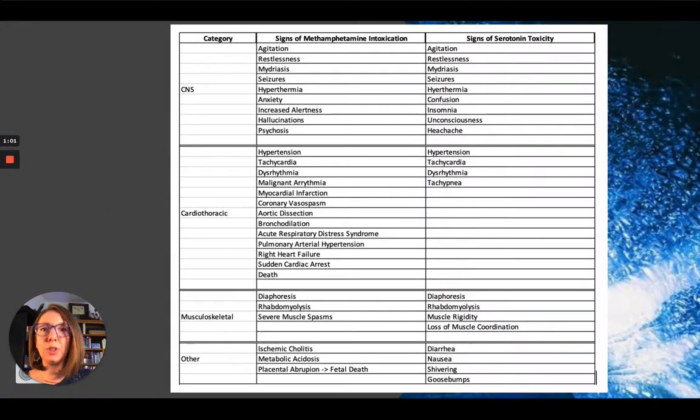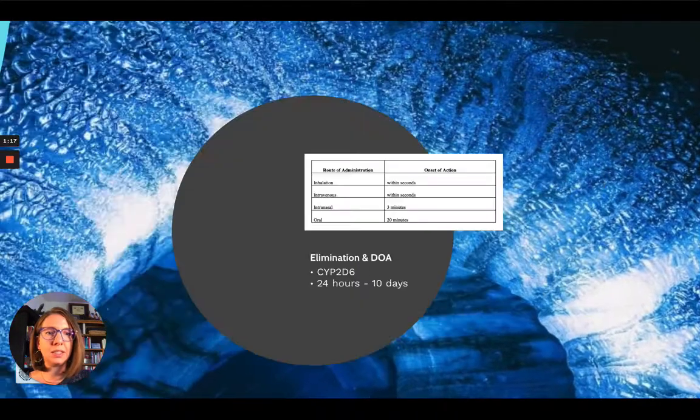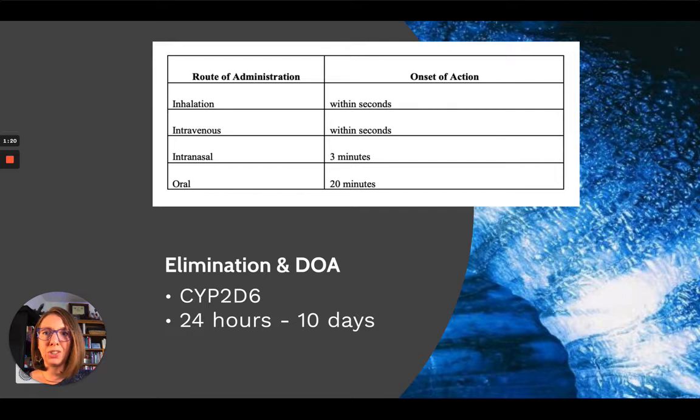You have a diffuse chain of events, as everybody knows: hypertension, tachycardia, hyperthermia, but that's related more to muscle activity, agitation, and restlessness. Please do note that serotonin toxicity symptoms are very similar to those of somebody who is using methamphetamines. The onset is the fastest with inhalation and IV, then intranasal and oral.